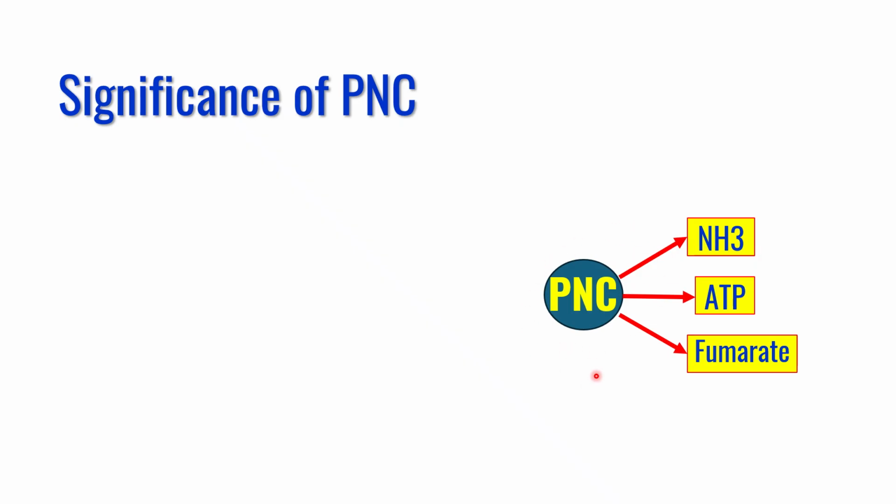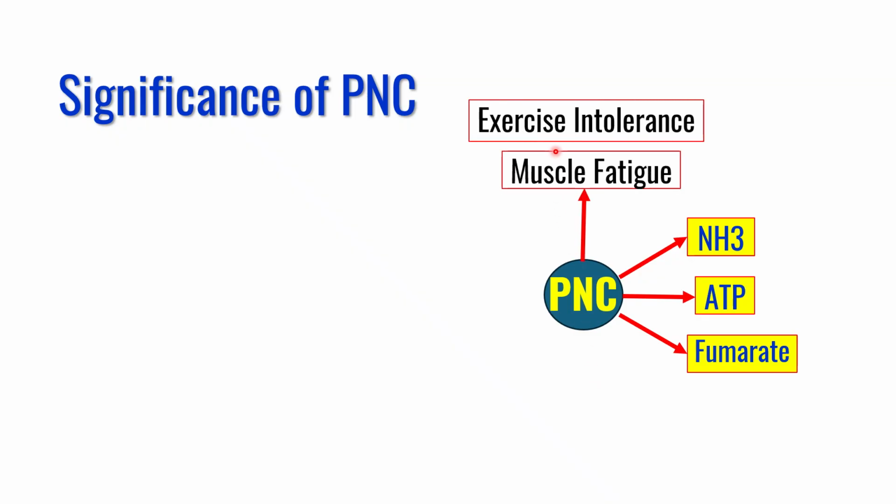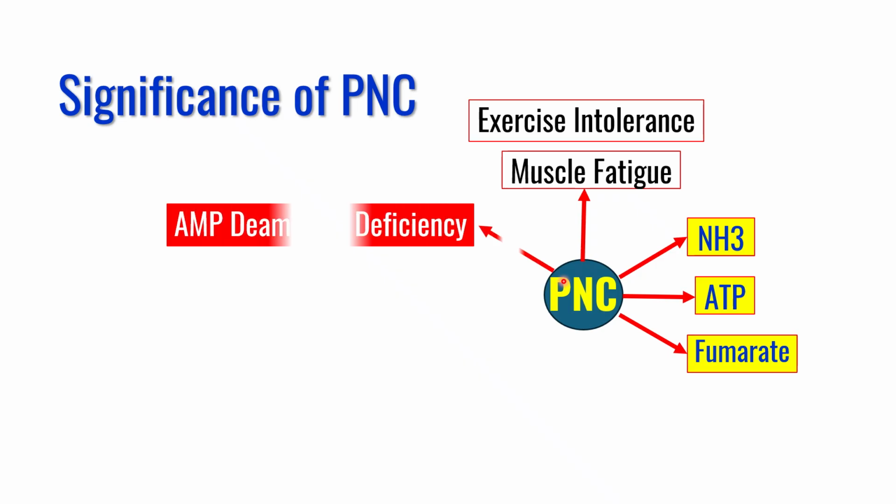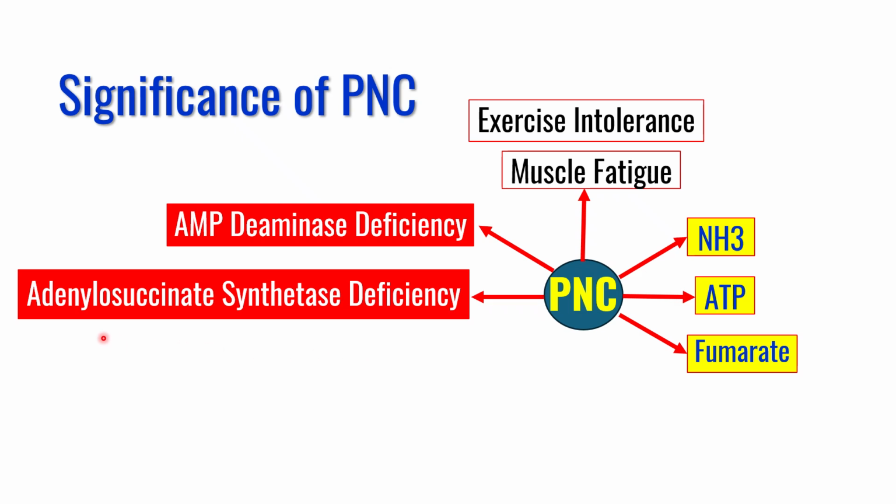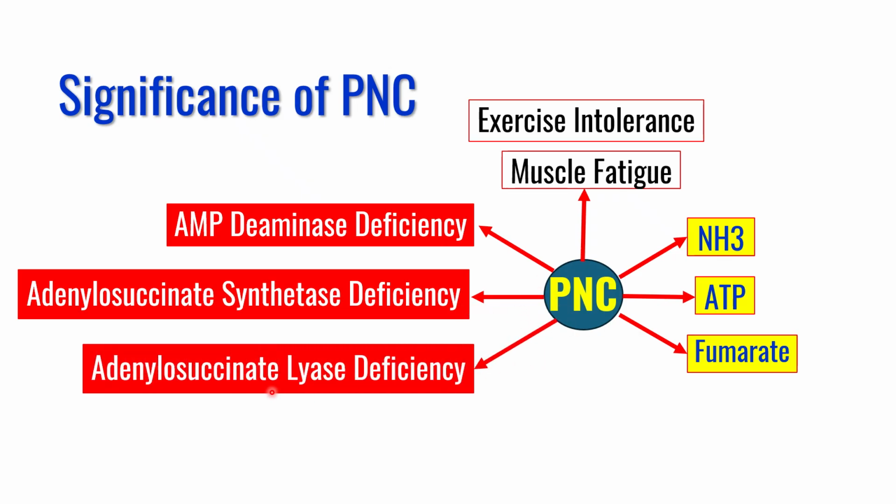Impairment of the cycle is associated with exercise intolerance and muscle fatigue. These symptoms are also commonly present in AMP deaminase deficiency, which is a genetic condition. Adenylosuccinate synthetase deficiency is very, very rare, and this is also associated with the impairment of the purine nucleotide cycle. In adenylosuccinate lyase deficiency, there are neurological symptoms such as seizures and autism.